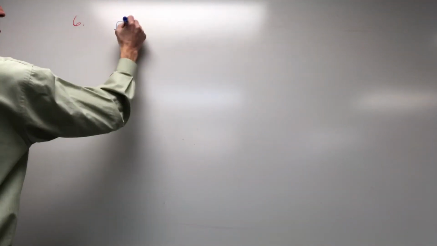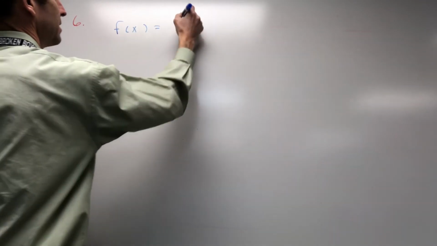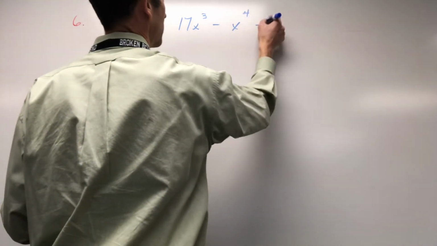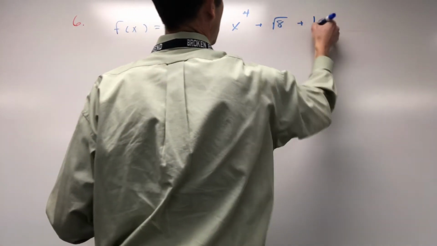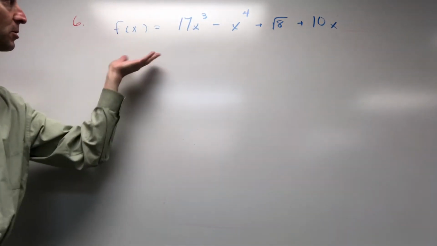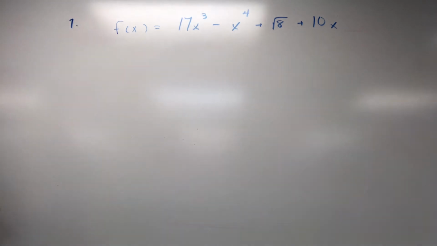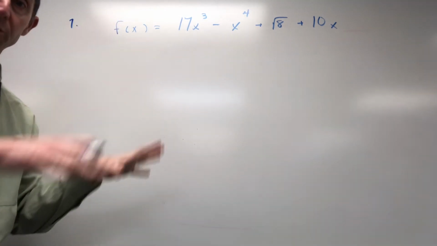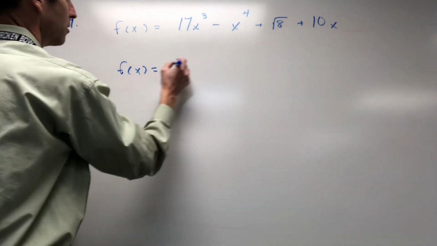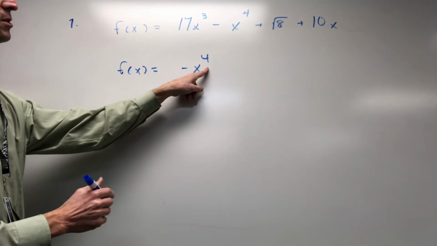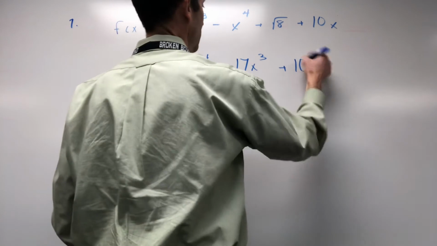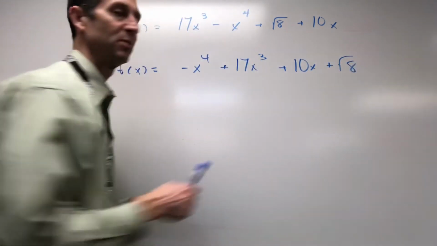So let's see here. Let's say we had 17x to the third minus x to the fourth plus the square root of 8 plus 10x. So let's say we have this function for number 7. First thing you do is change the order up. We'll rewrite this guy in descending order. Negative x to the fourth is going to be first. Then x cubed. Then x. Then a guy with no x.